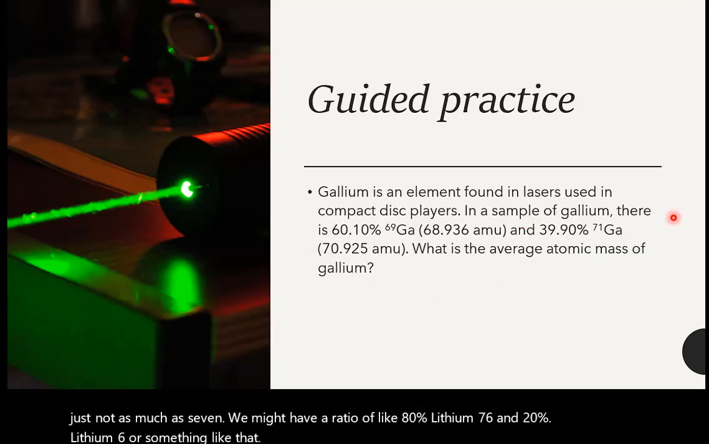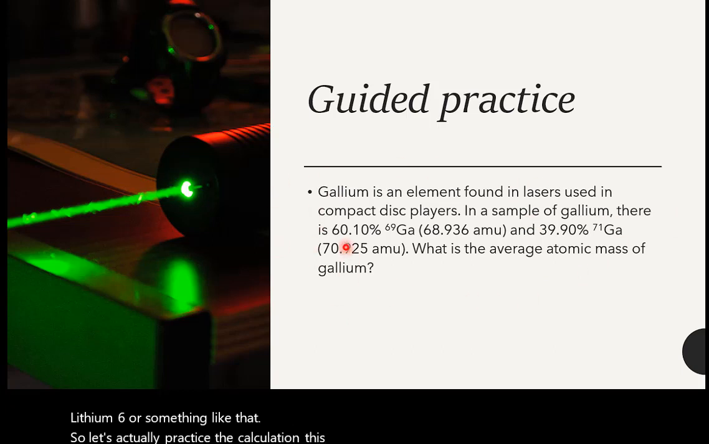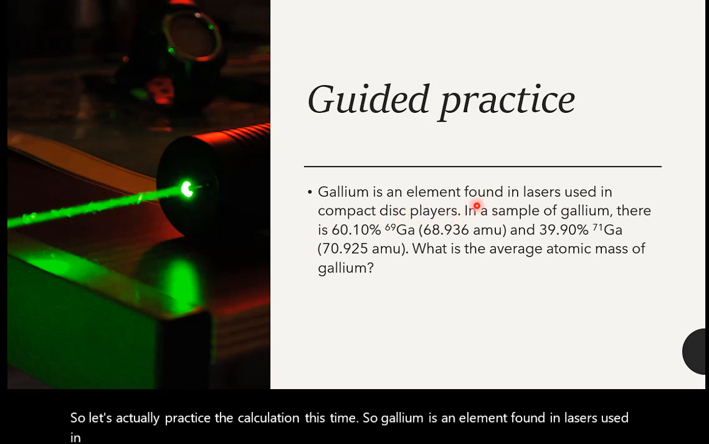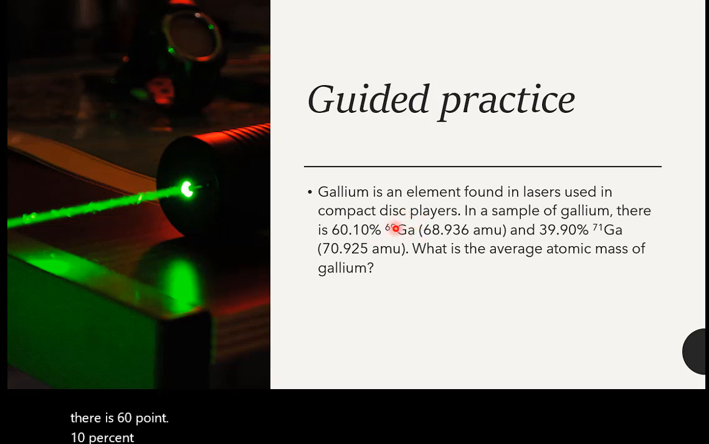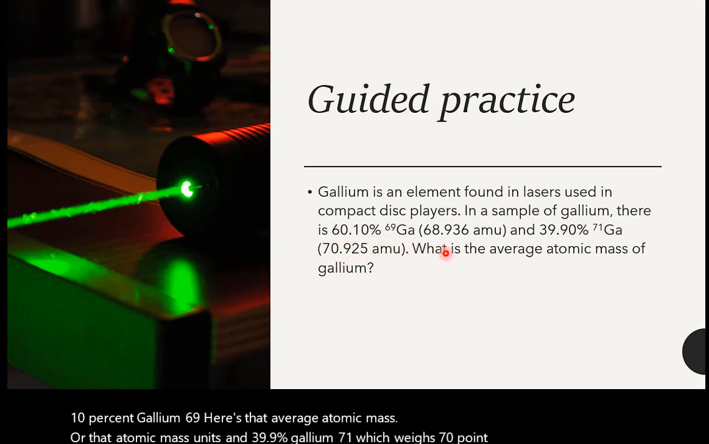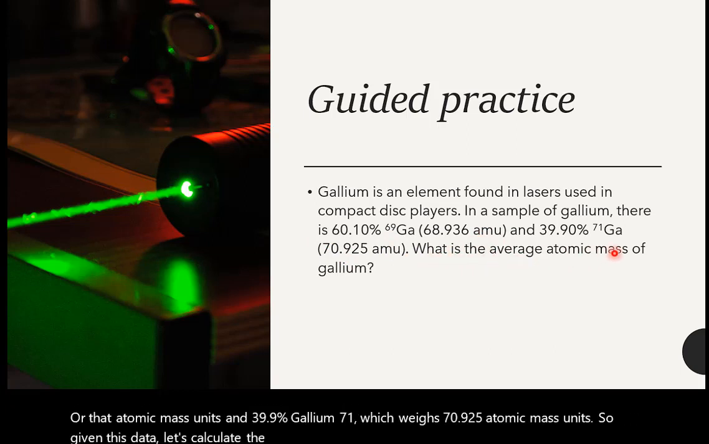So let's actually practice the calculation this time. Gallium is an element found in lasers used in CD players. I don't know if anybody actually uses these anymore. But in a sample of gallium, there is 60.10% gallium-69, with an atomic mass of 68.936 atomic mass units, and 39.9% gallium-71, which weighs 70.925 atomic mass units. Given this data, let's calculate the average atomic mass of gallium.